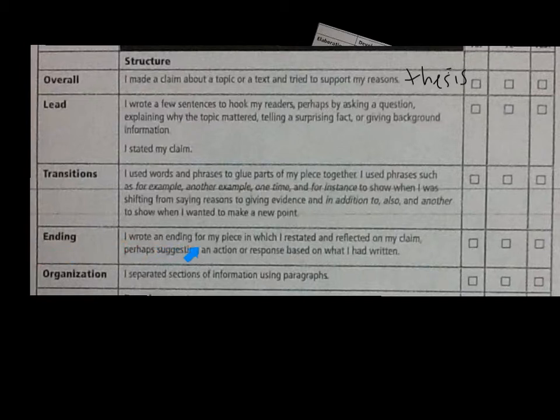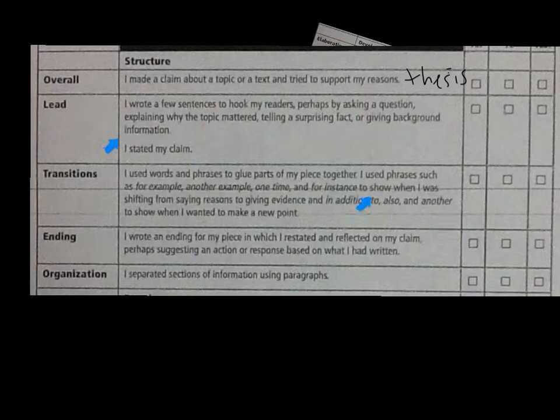Next is ending. I wrote an ending for my piece in which I restated and reflected on my claim, perhaps suggesting an action or response based on what I had written. And finally, organization. I separated sections of information using paragraphs. In an essay, it's really important to have that introduction paragraph, your 3 reason paragraphs, and your conclusion paragraph or your ending paragraph.